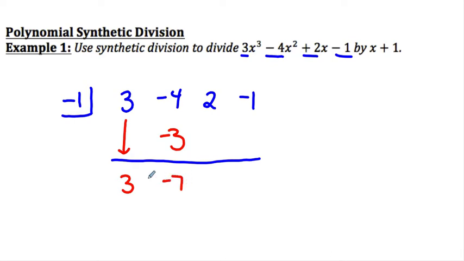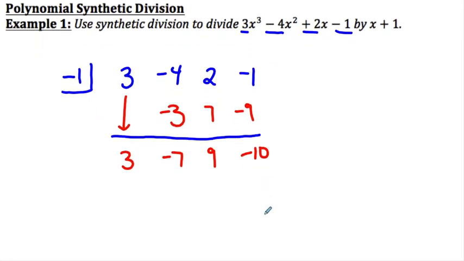Repeat the process. -7 times -1 is +7. Put it in the next column. Add together. 2 plus 7 is 9. 9 times -1 is -9. Put it in the next column. -1 plus -9 is -10. And as far as your dividing part goes, we are basically finished.